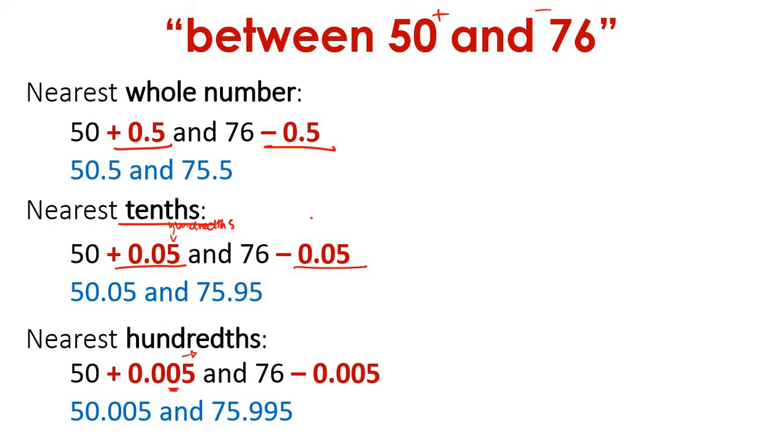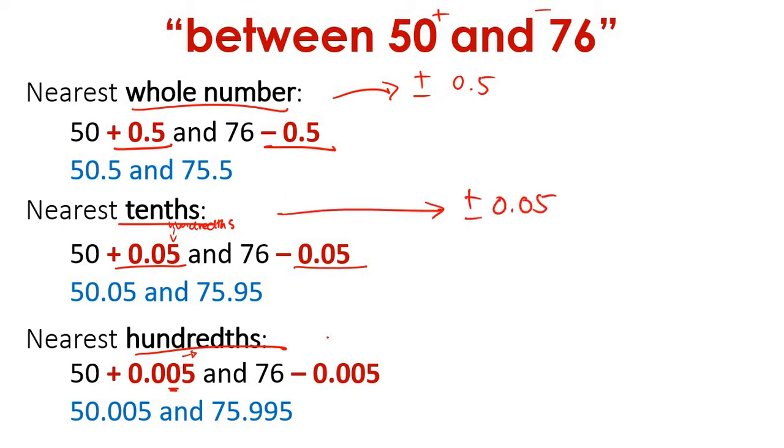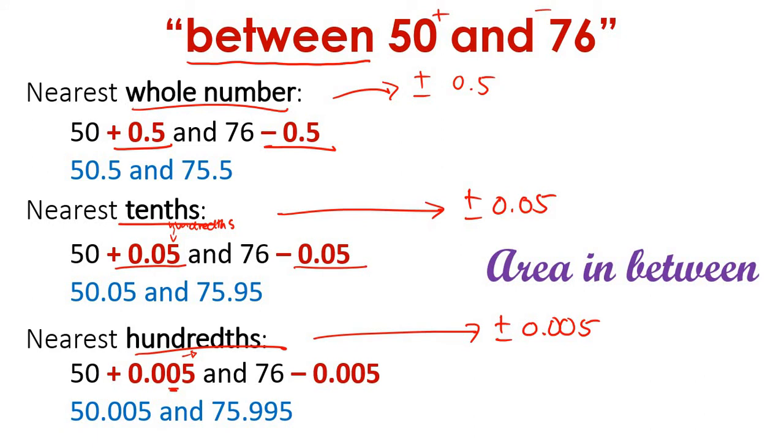So your key takeaway here is what value you are going to add or subtract if you're tasked to round off to the nearest whole number, to the nearest tens, and to the nearest hundreds. If it is whole number, you add or subtract 0.5. If it is to the nearest tens, add or subtract 0.05. If it is to the nearest hundreds, add or subtract 0.005. Your keyword here is area between. So again, where are you going to add or subtract? You add to the lower number, you subtract from the higher number. And that can be your clue. So again, this is the case where it's area between.